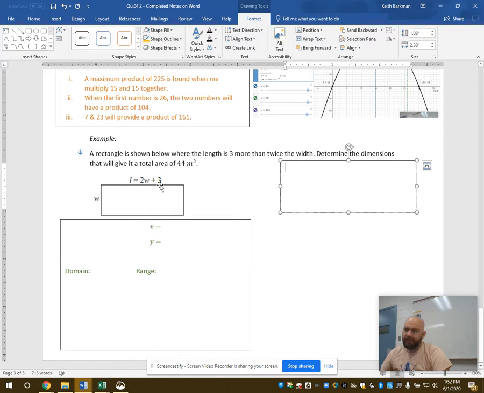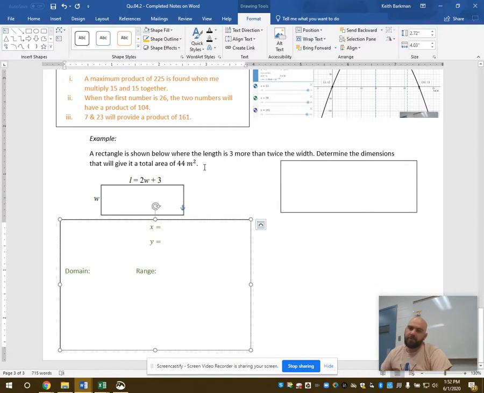And so the length is related to the width. The bigger the width gets, the bigger the length will be. The smaller the width is, the smaller the length will be. What we want to do here is determine the dimensions that will give a total area of 44 meters.